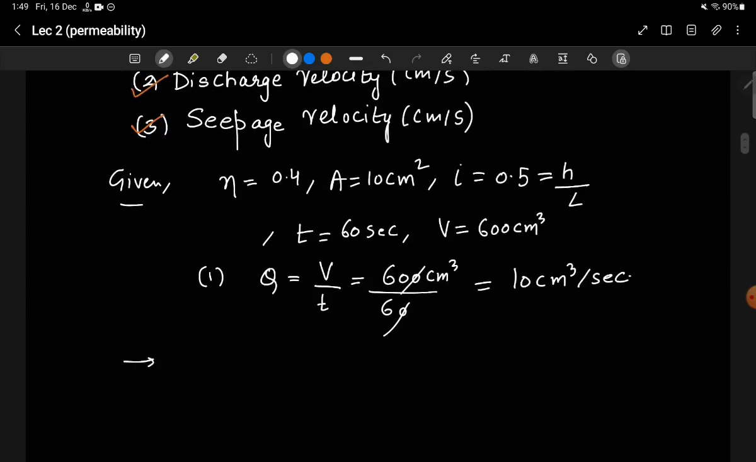Now we know, as per Darcy, because we have to find out, the first thing they have asked us to find is the coefficient of permeability, K. We know that discharge is given by Q equals K i A.